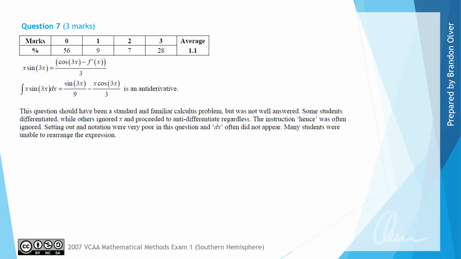So this question should have been a standard and familiar calculus problem, but it was not well answered by students. Some students differentiated rather than integrating, while others ignored x and just proceeded to anti-differentiate regardless. The instructions were essentially to hence use that information, and that was often ignored. Setting out and notation were very poor, and dx was often left out of the expressions.